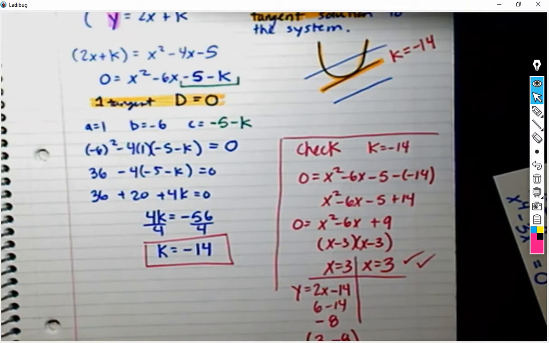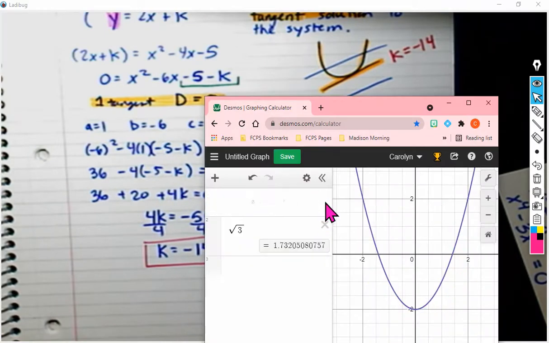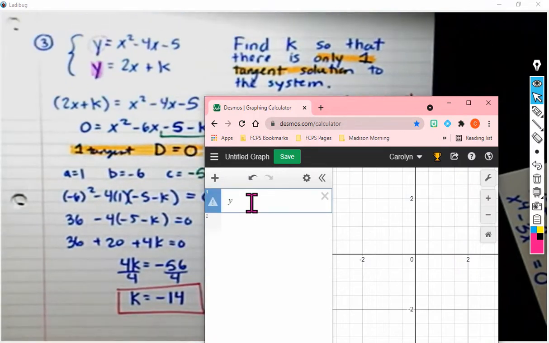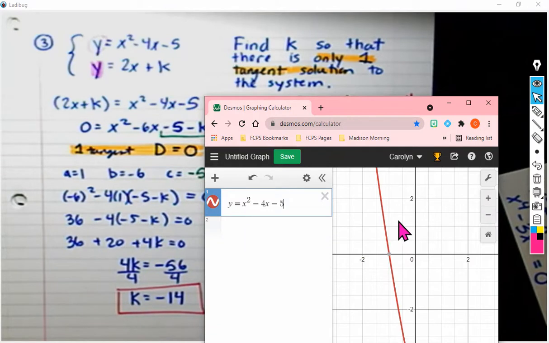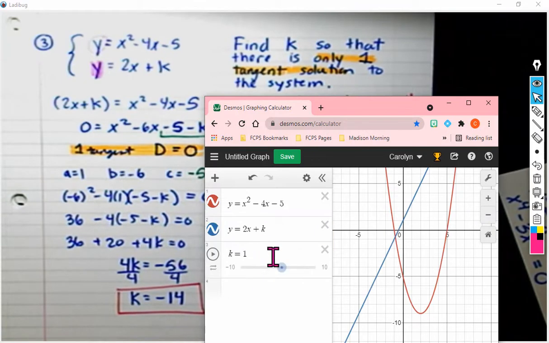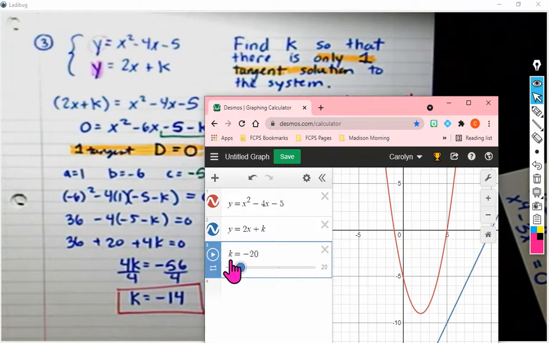Okay, I'm going to pop open the Desmos. Close it, close it, close it. And I'm just going to type in our system that we have here. Y equals x squared minus 4x minus 5. There's our parabola, concave up. Y equals 2x plus k. Slider for k. I'm going to change this to negative 20 to 20, and I'll go by whole numbers.